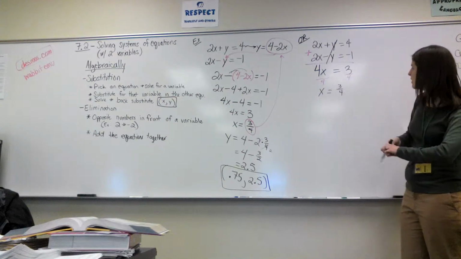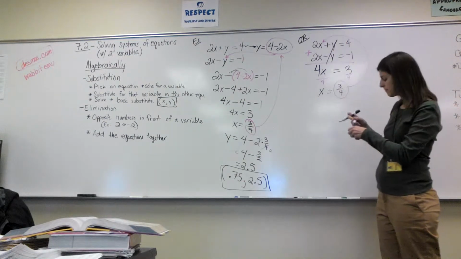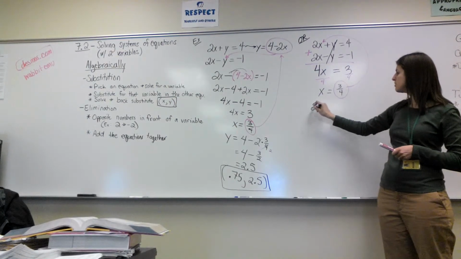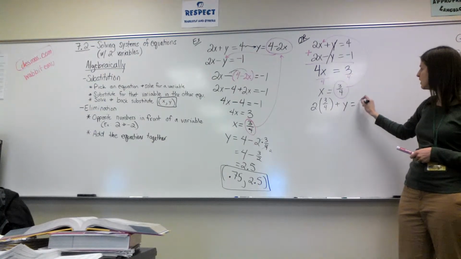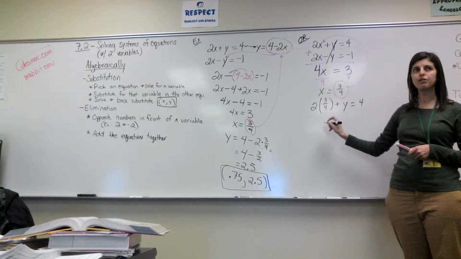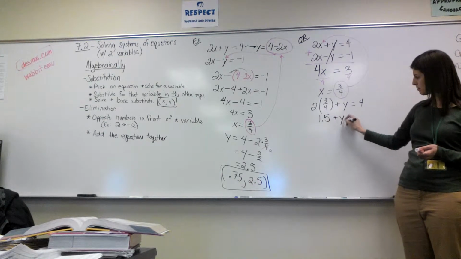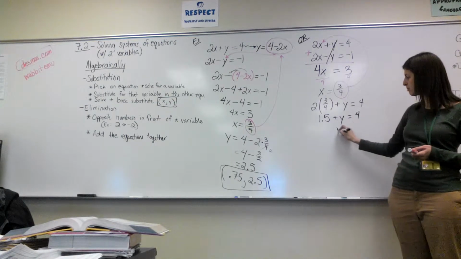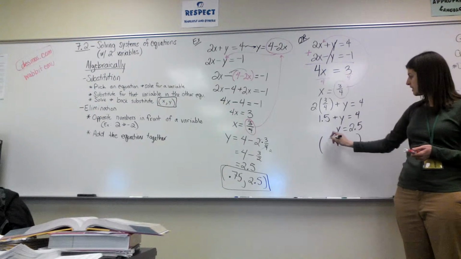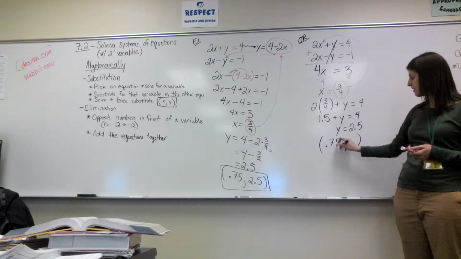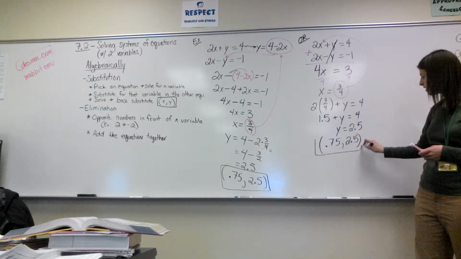So if I plug this in for x in the top equation, I'm going to get 2 times 3/4 plus y equals 4. So 2 times 3/4 gives me 3/2, which is 1.5, plus y equals 4. Subtract 1.5 and y equals 2.5. So my ordered pair is 3/4, which is 0.75, and 2.5. I think that's the one they taught. That's the one I remember the most.